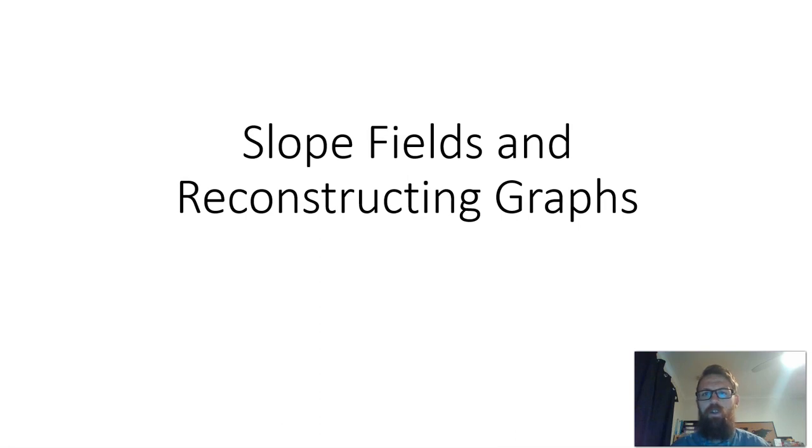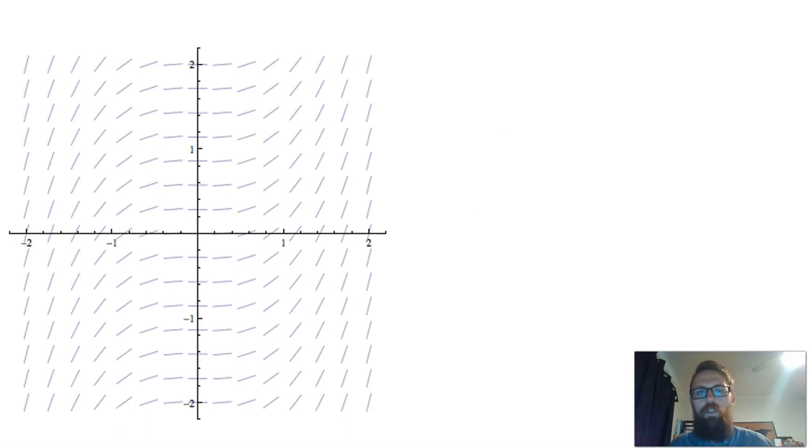Today we're going to be looking at slope fields and reconstructing graphs. On the left here we've got what we call a slope field. It's a set of axes that has the slope of a line at any point. We get this from the differential equation, and usually we're given this and asked to draw a line on top of it.